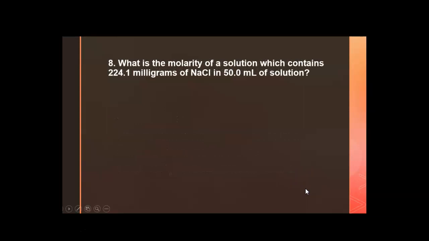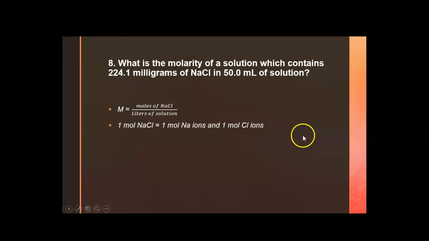Question 8. The molarity of a solution with 224.1 milligrams of sodium chloride in 50.0 milliliters of solution. We are not given millimoles, we are given milligrams. There's our definition of molarity, and we know that a mole of sodium chloride gives us a mole of sodium ions and a mole of chloride ions, and therefore we add the molar masses of the sodium and chloride atoms or ions, and it's 58.44 grams per mole, or 58.44 milligrams in a millimole.